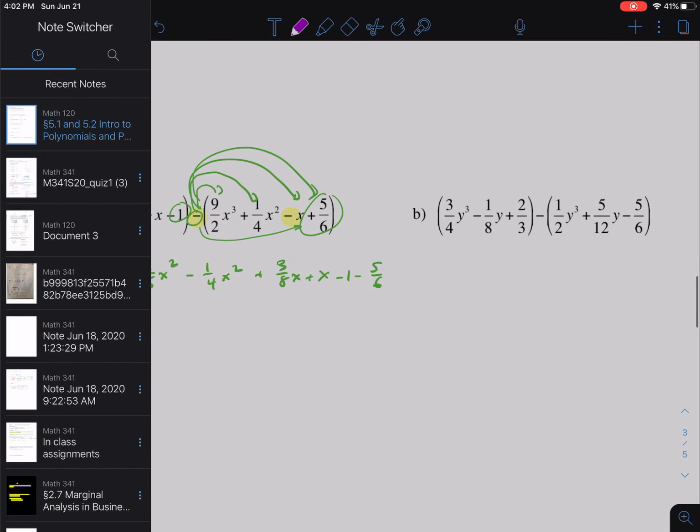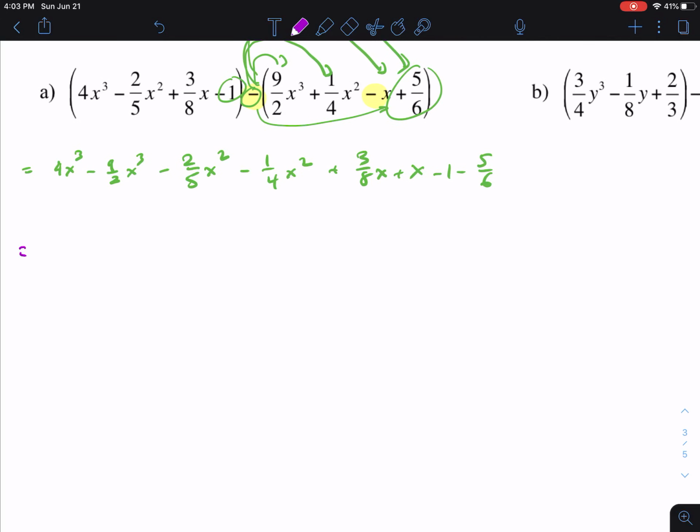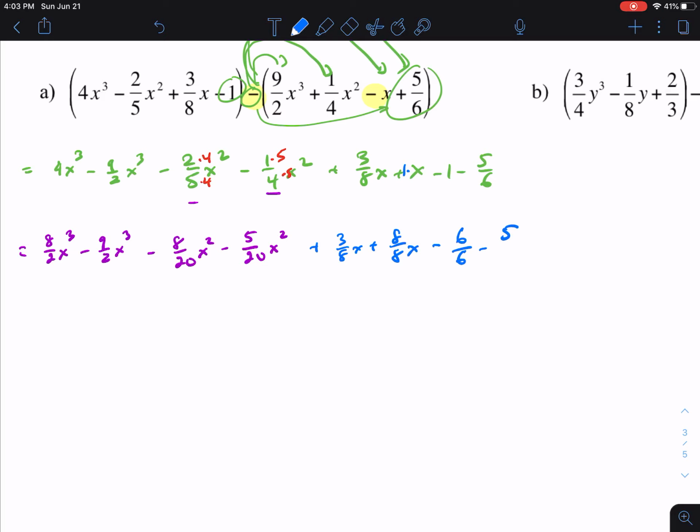All right, we need common denominators because we have a 4x to the third and then negative 9x to the third, so we need common denominators. So I can turn this to 8/2. All right, 4 is 8/2. And then over here I need a common denominator of 20, so that I can turn this into 8/20 x squared minus 5/20 x squared. So the LCD in this case is going to be 20, so I multiply by 4, by 5, by 5, right? And then next I have 3/8 and then 1 there, so I can turn that 1 into 8/8x, and then this becomes 6/6 minus 5/6.